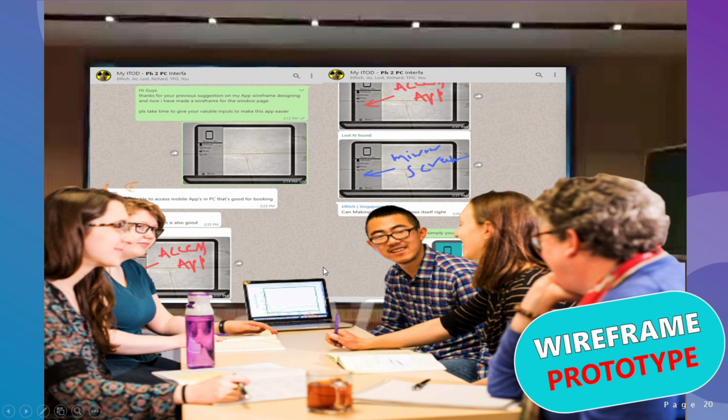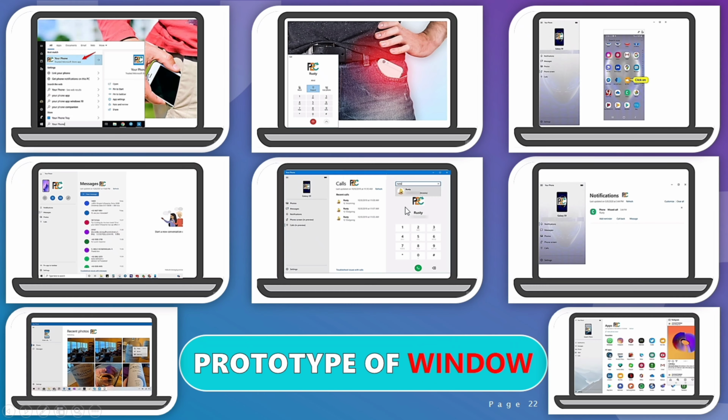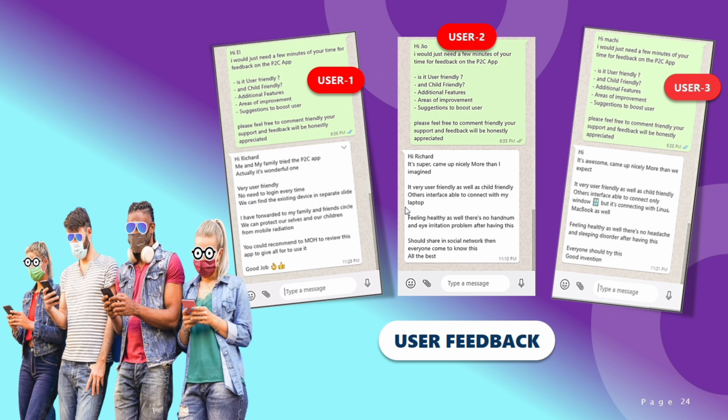While I was discussing with my focus group, some additional inputs were also given by our family and friends. That is also implemented in the prototype. After that, the testing. I received testing feedback from three users. It was quite good.